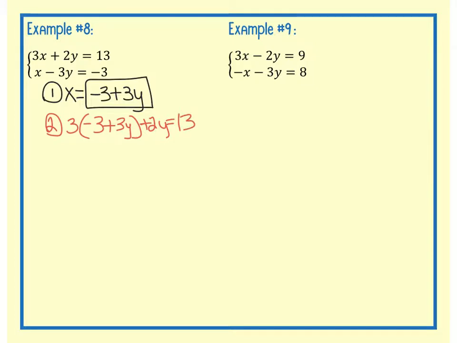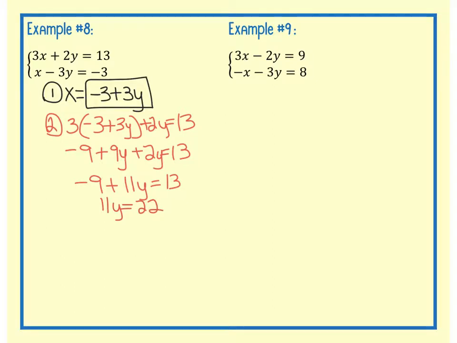Okay? Then you distribute into your parentheses. The next step is to combine like terms. Okay. Now I'm going to add 9 to both sides, because how do you move this -9 over? You add it here, you add it here. What's 13 plus 9? The answer is 22.